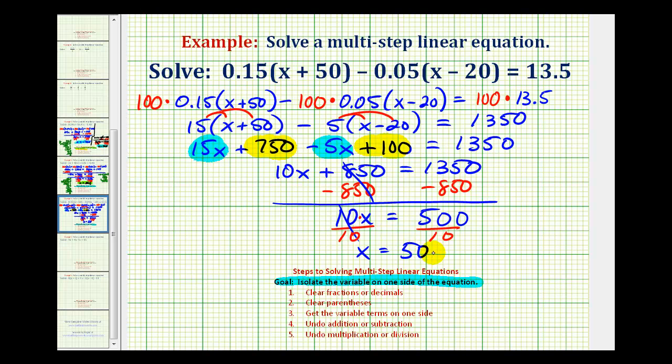So our solution is x equals 50, which means if we replace x with 50 in the original equation, it would satisfy the equation, or the left side would be equal to 13.5. Now I do want to mention, if you are allowed to use a calculator, it's not necessary to clear the decimals, but if you have to solve it by hand, you can see that it is quite helpful.